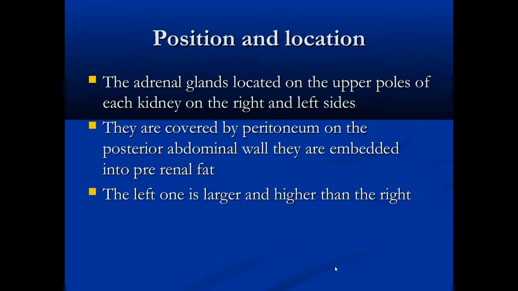You will see the position and location of the adrenal gland. The adrenal glands are located on the upper poles of each kidney, on the right and left sides. They are covered by peritoneum on the posterior abdominal wall and embedded in pre-renal fat. The left one is larger and higher than the right one.